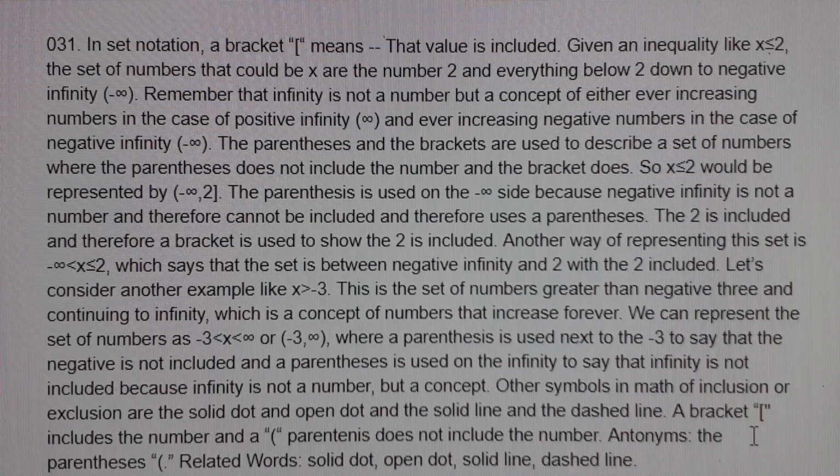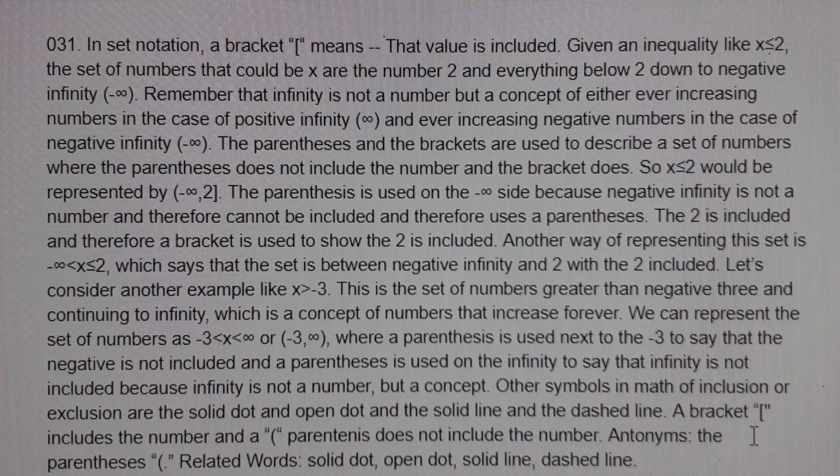In set notation, a bracket means that value is included. Given an inequality like x is less than or equal to 2, the set of numbers that could be x are the number 2 and everything below 2 down to negative infinity: parentheses, a negative symbol, and an infinity symbol, which is the number 8 laying down on its side, and parentheses.